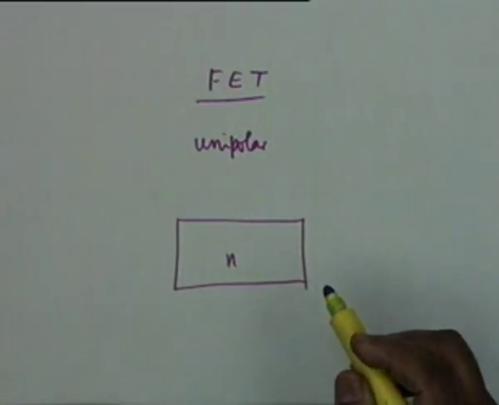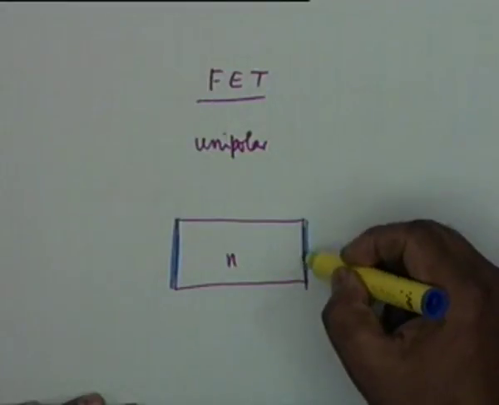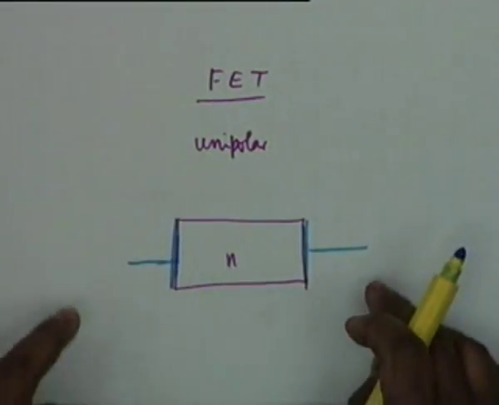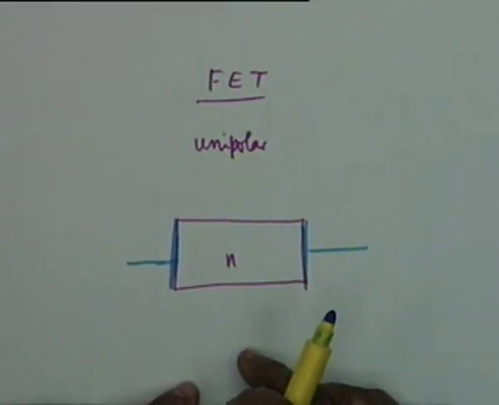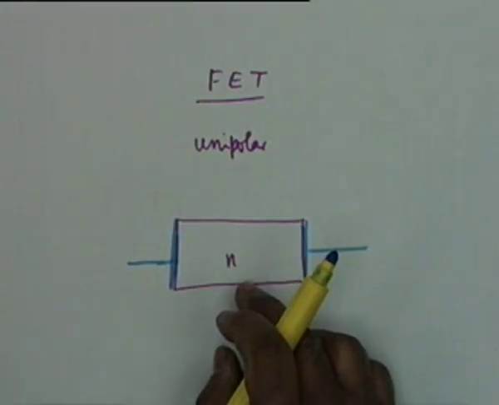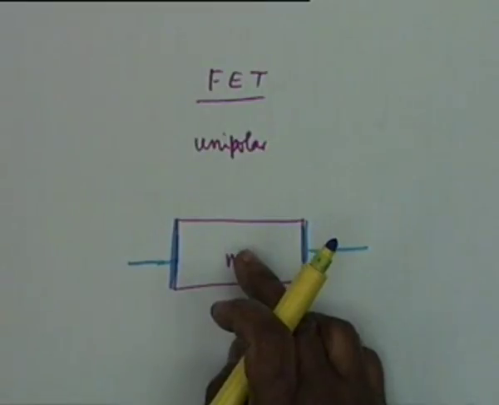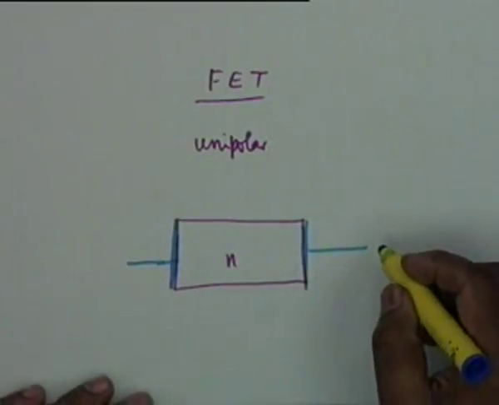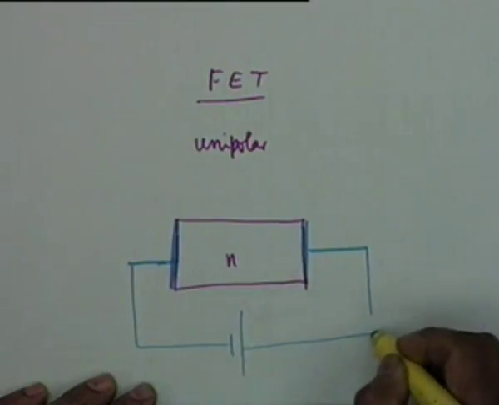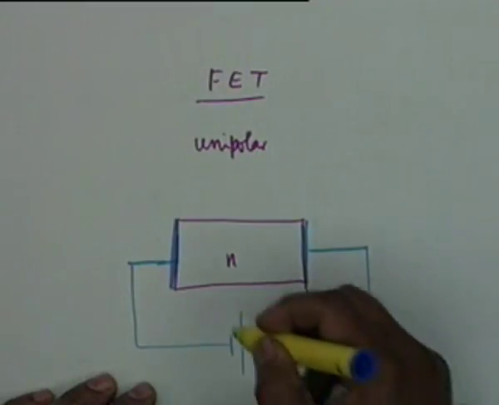Suppose you have an N-type material, okay, and you have a metallic connection here, a metallic connection here. I am taking a cross section, okay. Now, obviously, if you connect a battery between these two terminals, a current will flow. The N-type material will act simply as an ohmic resistance. The electrons which are available will simply drift towards the positive potential. Suppose you connect a positive potential like this, then electrons will be drifted towards this, okay.